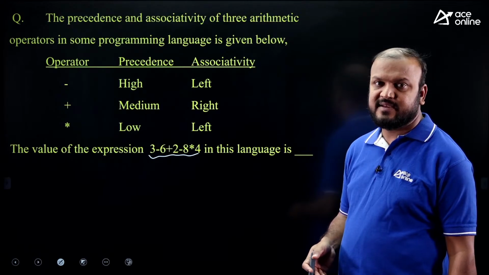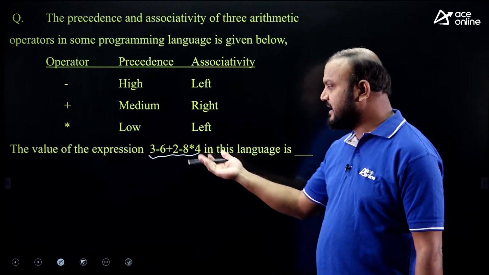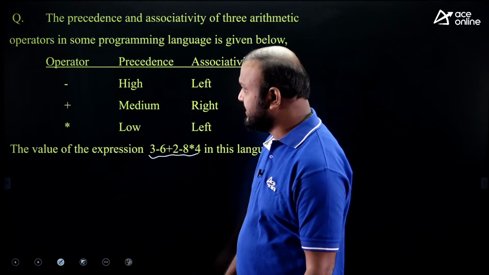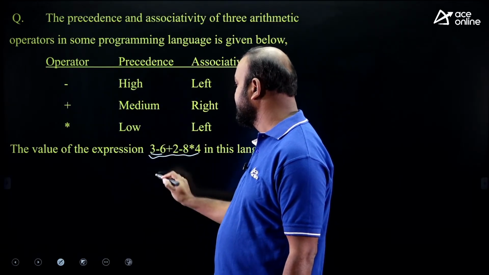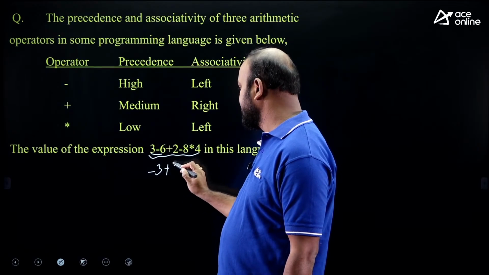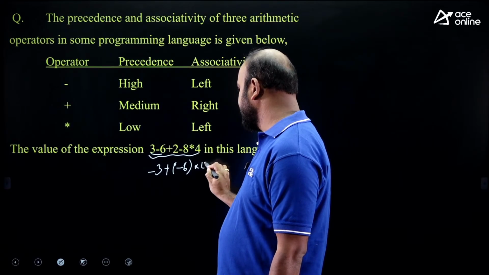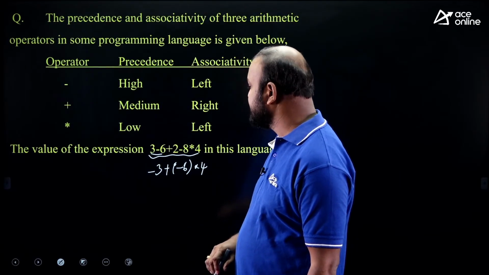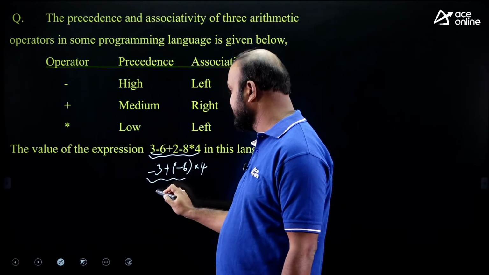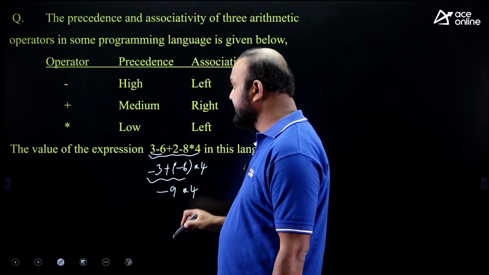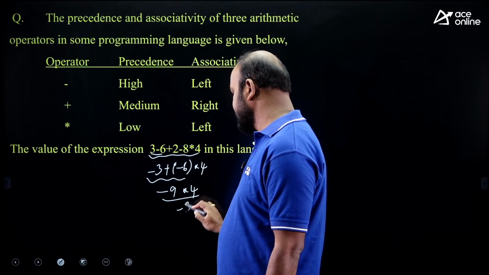But because in the GATE examination we want an answer for the question, how you are going to solve it is not important. So it is simple. Directly you can evaluate the expression according to the precedences and associativity. Highest precedence is given to minus, so 3 minus 6, that is minus 3, plus 2 minus 8, 2 minus 8 is minus 6, star 4. The next precedence is plus: minus 3 plus minus 6 is minus 9, star 4, and lowest precedence is for star, minus 9 star 4 is minus 36.